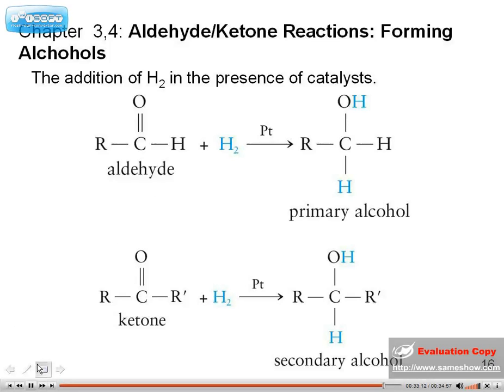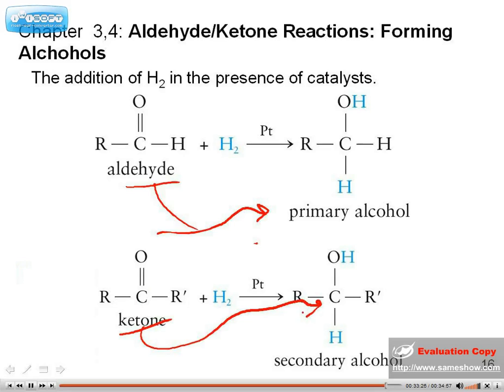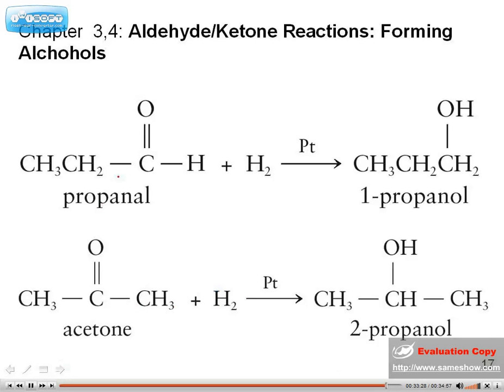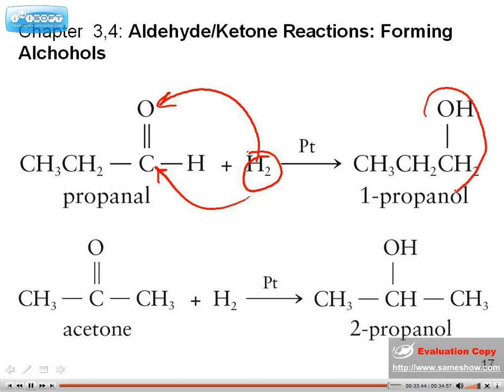So in this case right here, if I give you an aldehyde, it's going to form a primary alcohol. If I give you a ketone, it's always going to form a secondary alcohol. Here are common examples. I think this is pretty easy, so I'll only give you two of them. But in this case right here, propanal, the hydrogen splits up, putting a hydrogen on top here, putting a hydrogen to the carbon here. Consequently, it forms a primary alcohol.